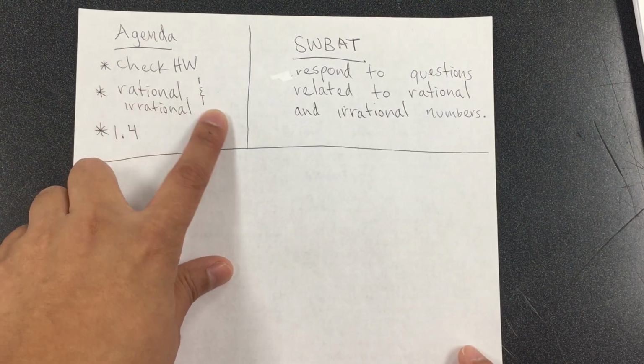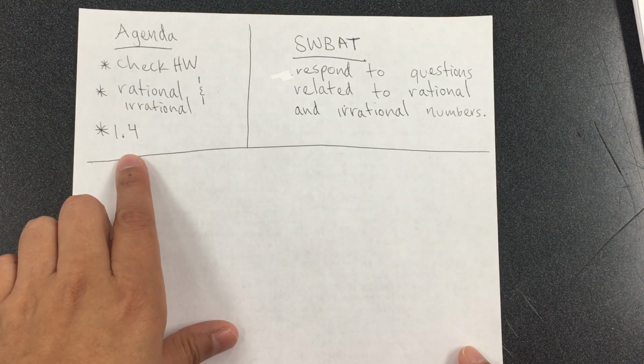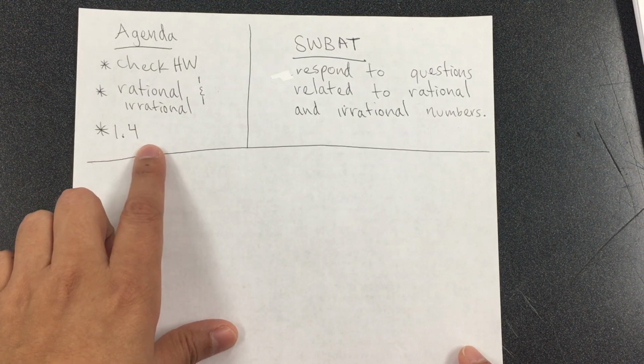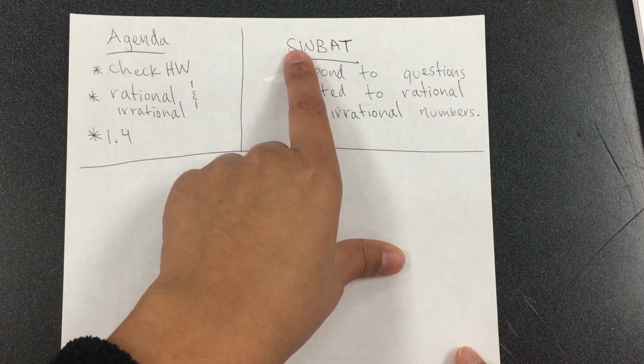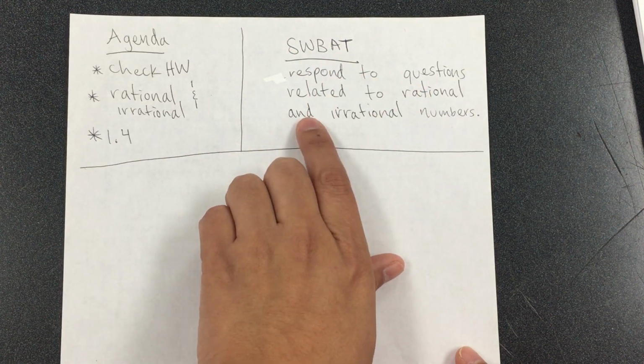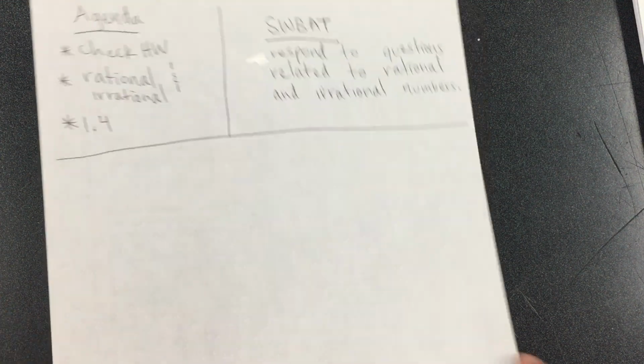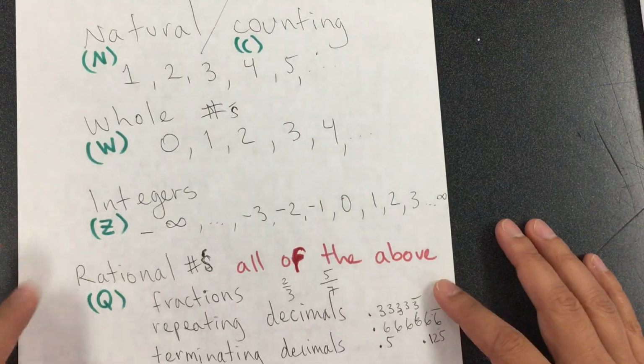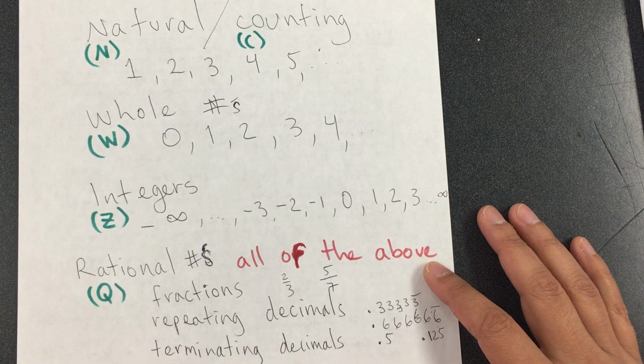We're going to be learning about rational and irrational numbers, and you will be able to work on 1.4. Today, students will be able to respond to questions related to rational and irrational numbers. But before we do that, we're going to have to review some things that we learned in the module. And so it's about the number sets.